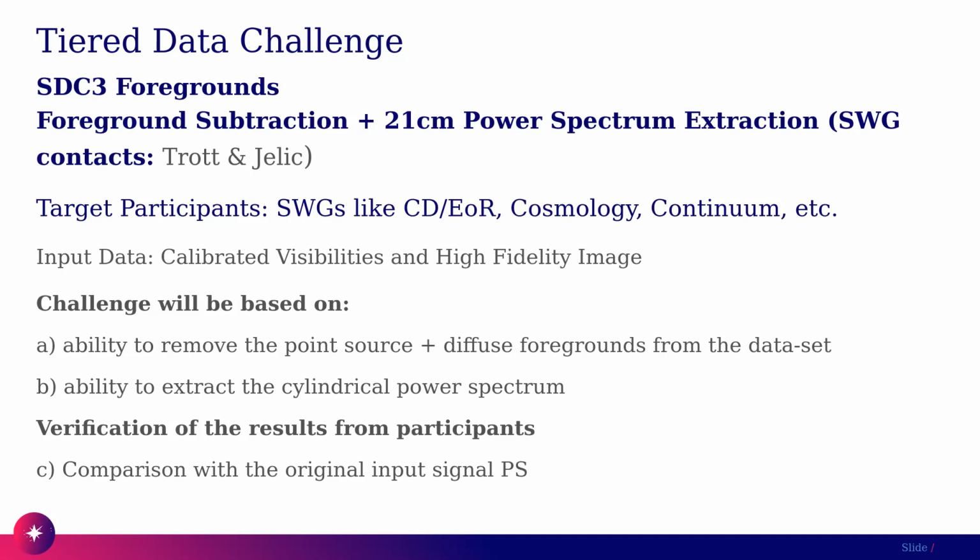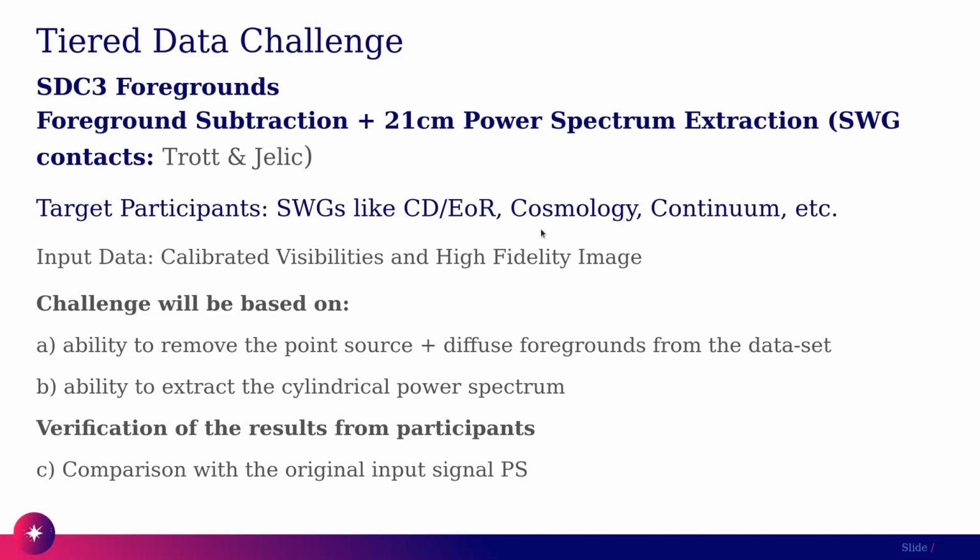Now, from this foreground subtracted data, we have to extract the cylindrical power spectrum. The cylindrical power spectrum is basically the power spectrum in K perpendicular and K parallel space, where the Ks are the different Fourier modes. K parallel is the Fourier modes along the line of sight, and K perpendicular is the Fourier modes perpendicular to the line of sight. In this cylindrical space, we have to estimate the power spectrum and compare it with the simulated data for the 21 centimeter signal only.